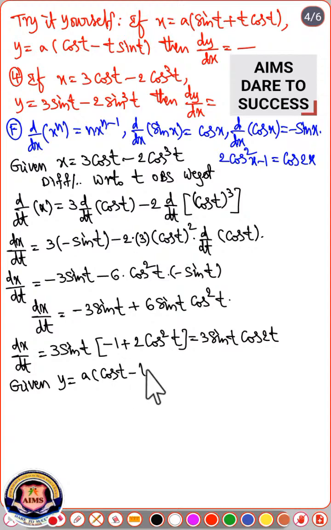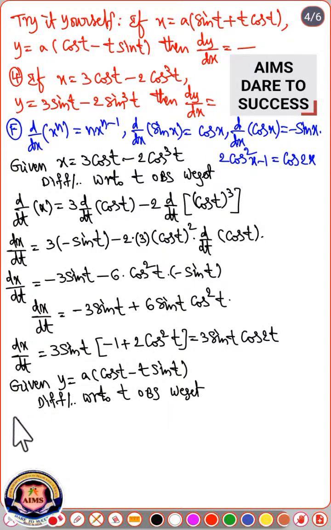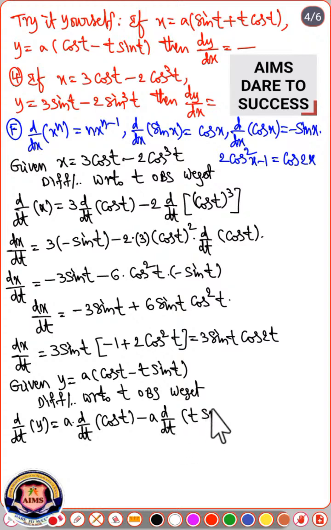Then the second given value, y is equal to a into cos t minus t sin t. The right side values are related to t, so differentiating with respect to t on both sides, we get d by dt of y is equal to a, multiply inside and simplify, so a into d by dt of cos t, after that minus a multiplied inside into d by dt of t sin t.